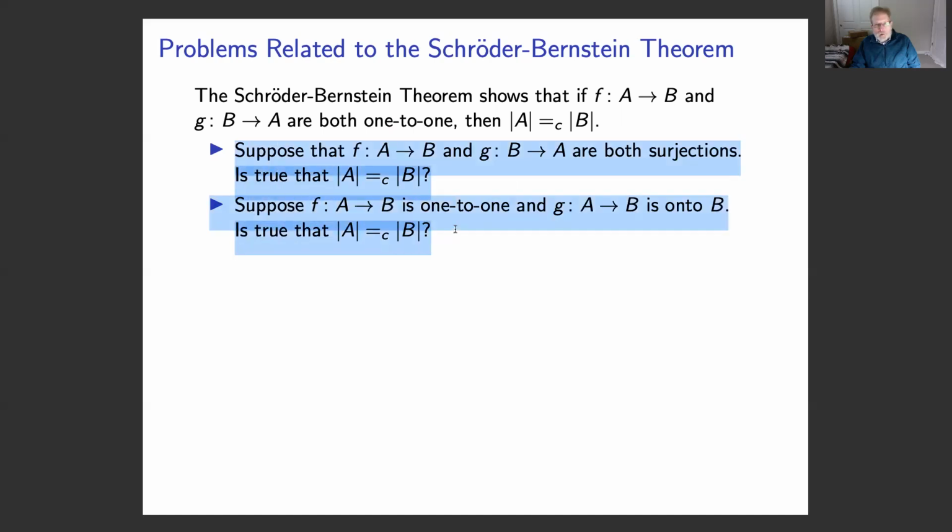I'm not sure whether there is a proof that doesn't require the axiom of choice. The Schroeder-Bernstein theorem doesn't require the axiom of choice, but do these actually require it? I'm not sure. I'm pretty sure that's true, but I'd have to think about it and investigate it.